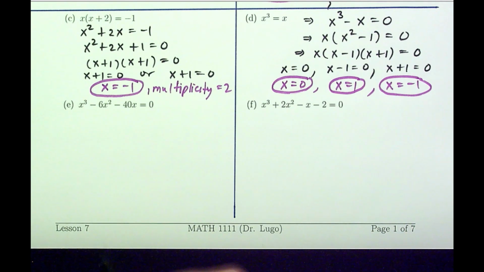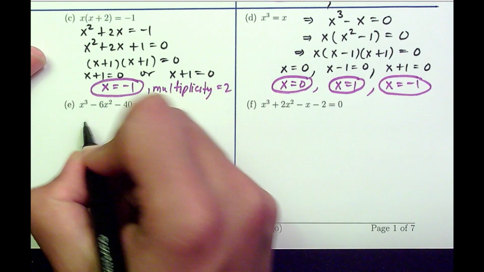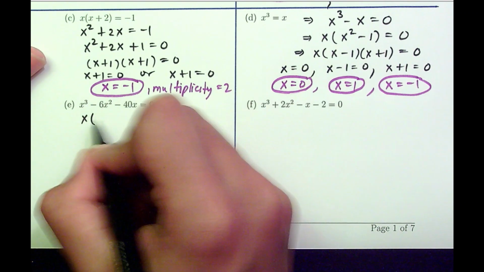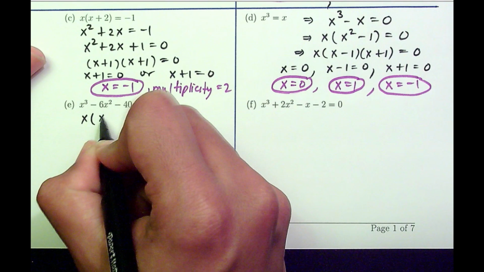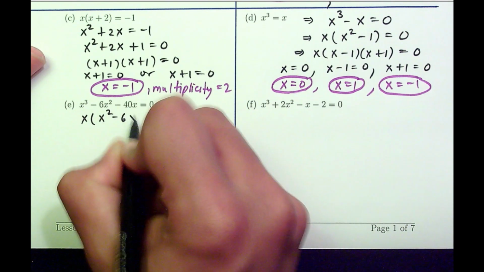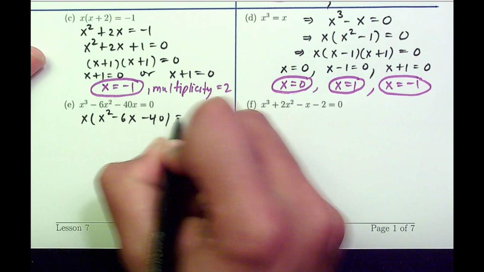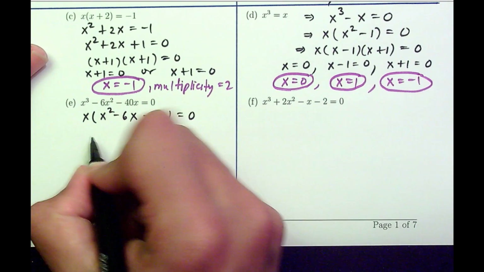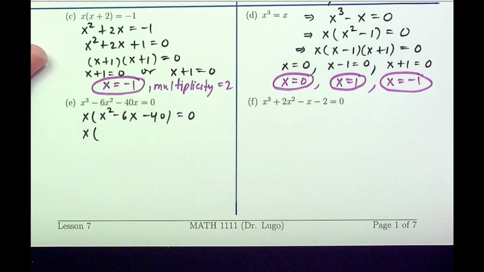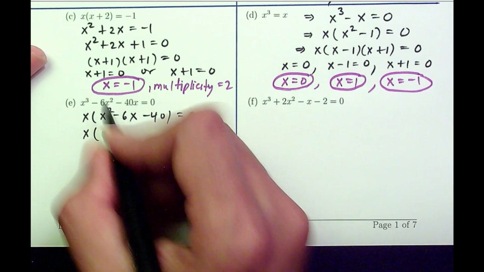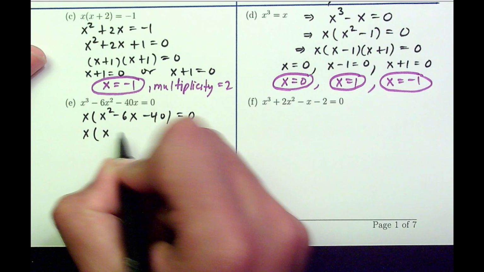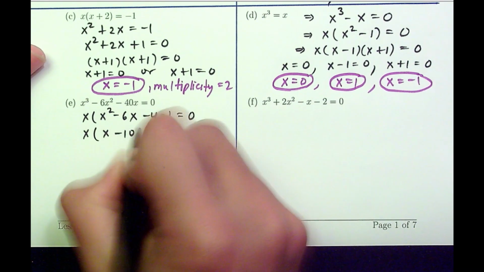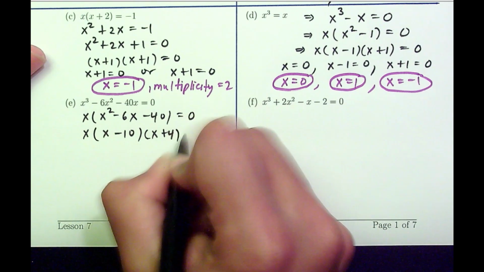Okay, step 2 is factor this. GCF is x. So factor now the x, you're going to get x squared minus 6x minus 40 equals 0. And then you're going to factor that. Take your time and factor it. This actually factors as, let's see, 4 and 10. So x minus 10, x plus 4 equals 0.